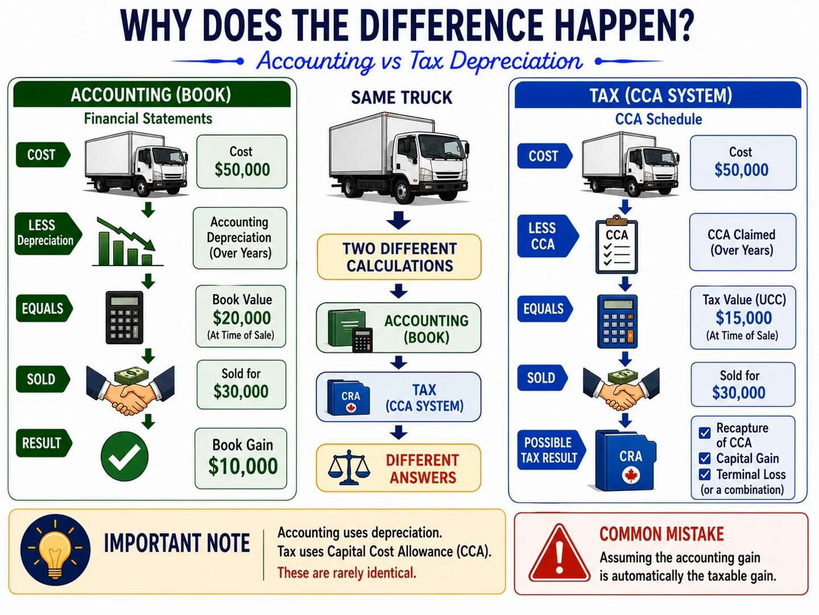The key point to remember is simple. Accounting uses depreciation. Tax uses capital cost allowance. Because these two systems are different, selling the same asset often produces different results for accounting and tax purposes. Those differences are exactly what Schedule 1 is designed to reconcile, while the detailed tax calculations themselves are handled through the CCA rules that we'll study later in Schedule 8.